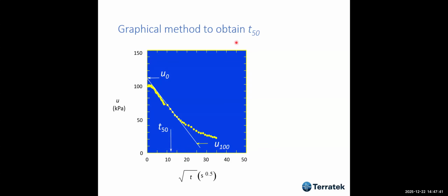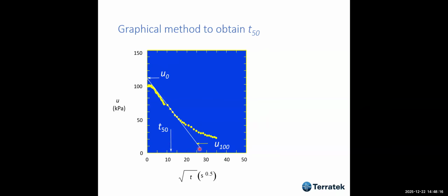There are others, of course. And this is the graphical method to obtain T50. This was my contribution to that. I told John how to do that, and I did a lot of tests on that program. So you plot pore pressure dissipation against square root of time, and then the graphical method was developed at UBC. Lots of people working on that, especially John Sully.